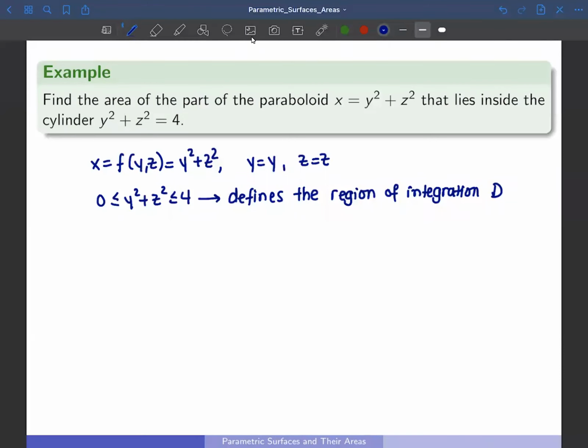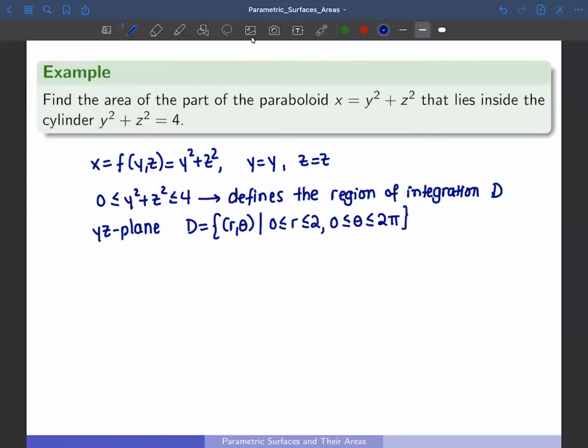So now we have the region of integration D in polar coordinates in the YZ plane. The region D in polar coordinates will be given by the set of points (r, theta), such that we see from here that r takes values between 0 and 2, with 0 and 2 included. And also there's no restriction for theta, so we have that 0 is less than or equal to theta less than or equal to 2 pi.